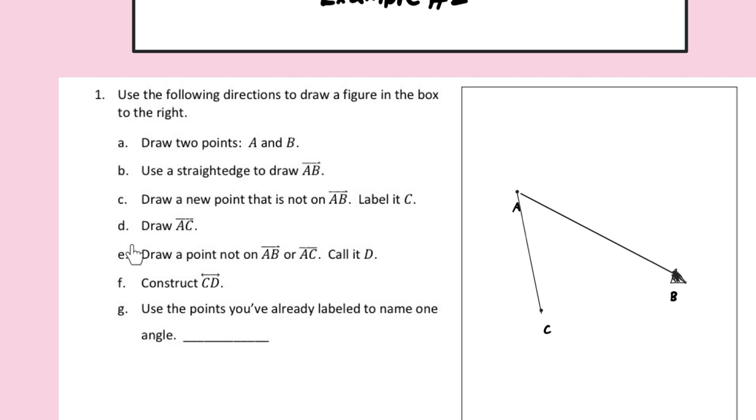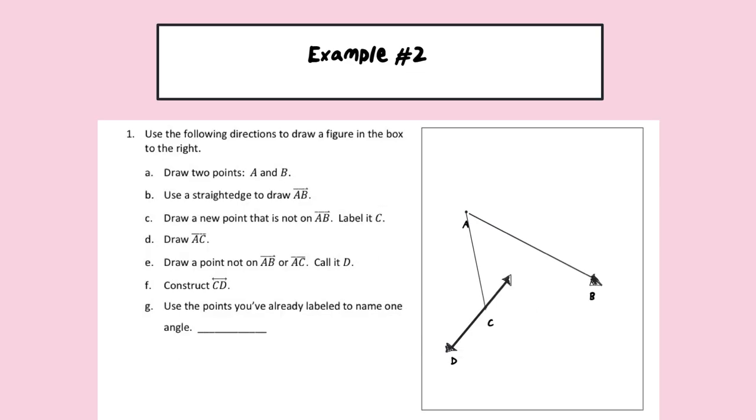For part E, we are to draw a point not on ray AB or line segment AC and call it D. So here is point D. And now for part F, we are to construct a line, CD. We know this is a line because of the two arrows on the top here. Here is line CD. I extended this to show that our line extends.